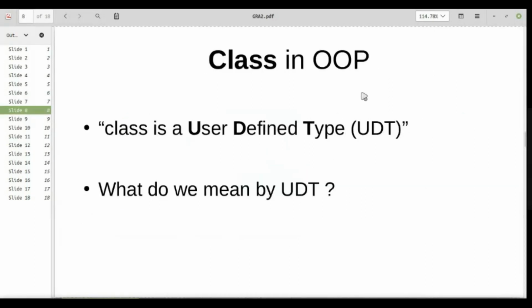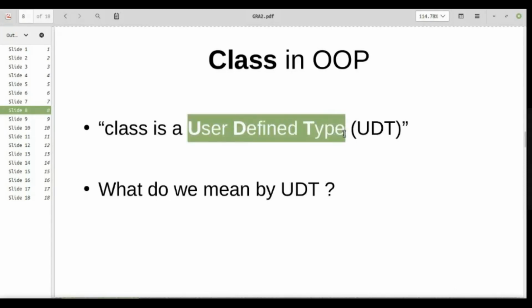Let's move on. Next we come to the concept of a class, and it is written that a class is a user defined type, or UDT. At this point, I would like to ask you all, have you ever worked with a user defined type? Can you name a user defined type? If you have ever worked with a user defined data type, please type its name in the chat box.